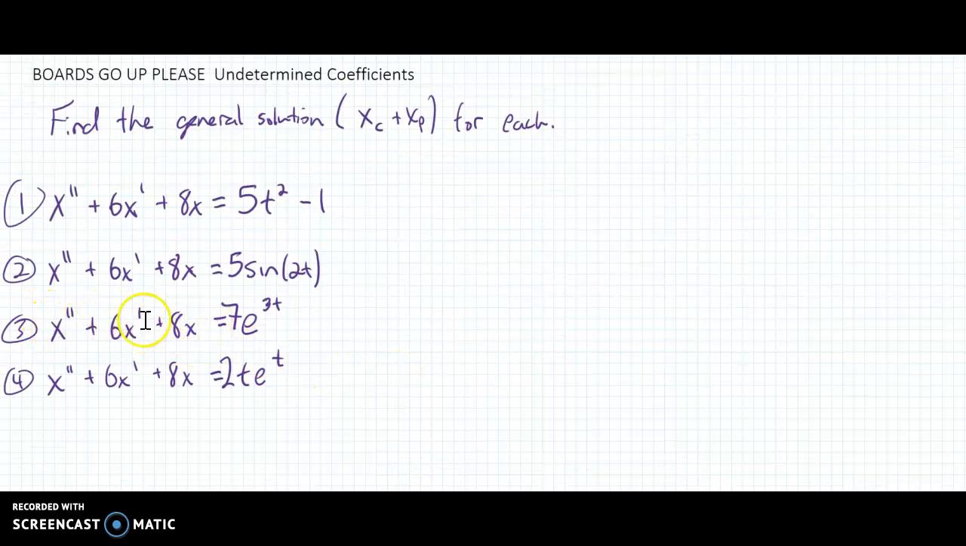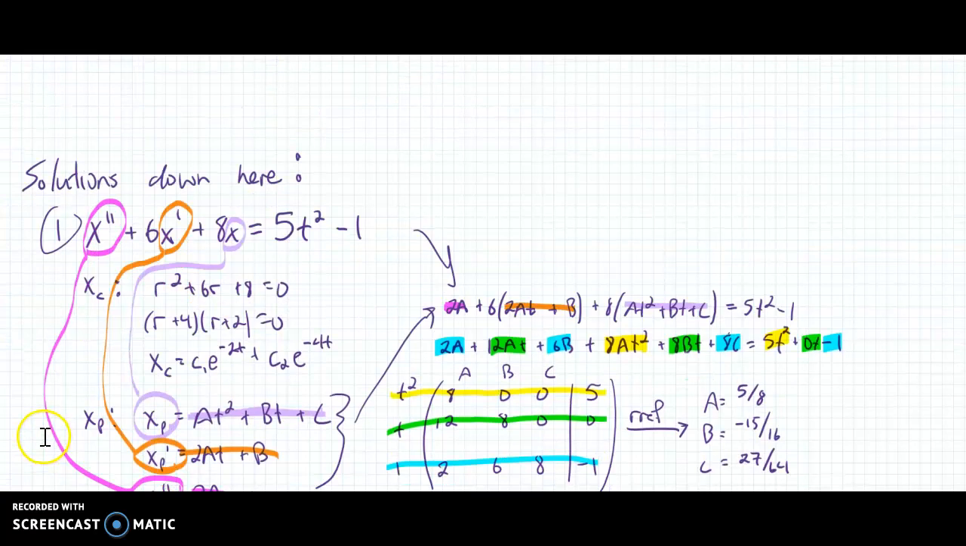X double prime, blah, blah, blah, same thing, equals 7 e to the 3t. So remember, we derive the right-hand side until it repeats or goes away. So go ahead, hit pause, see if you can do it. Here comes the solution.